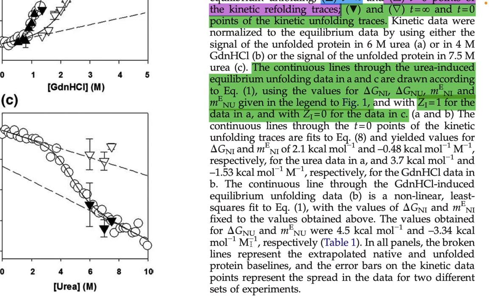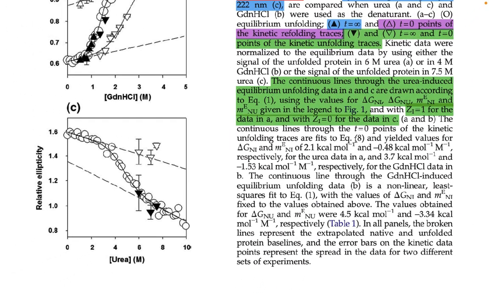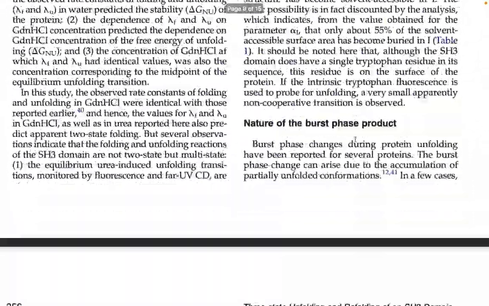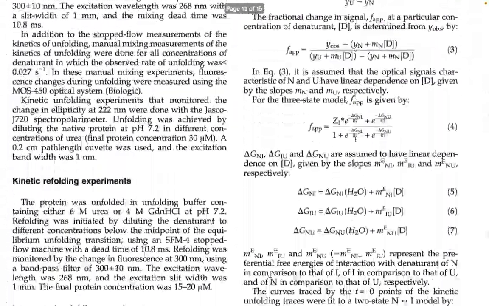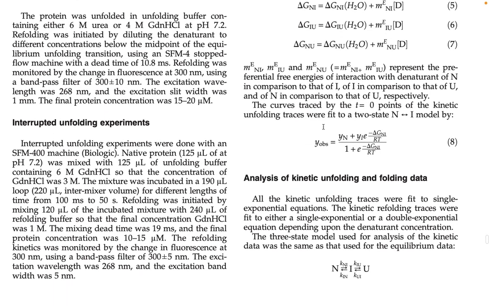Now the continuous line through the t equal to 0 points of the kinetic unfolding traces are fit to equation number 8. So this is the equation. The curve traced by the t equal to 0 points of the kinetic unfolding traces were fit to a two-state N to I model by Y observed equal to Yn plus Yi e to the power minus delta G NI by RT divided by 1 plus e to the power minus delta G NI by RT.